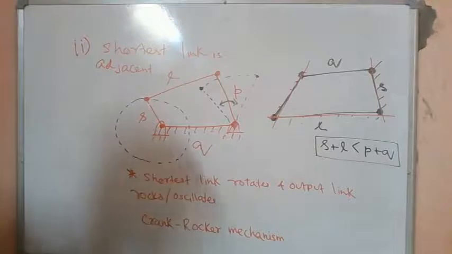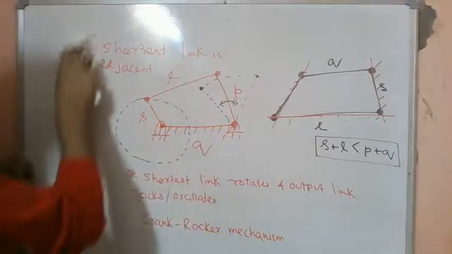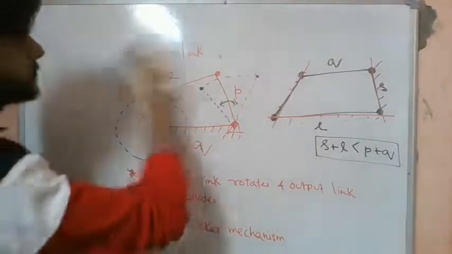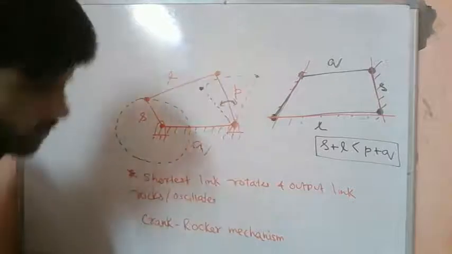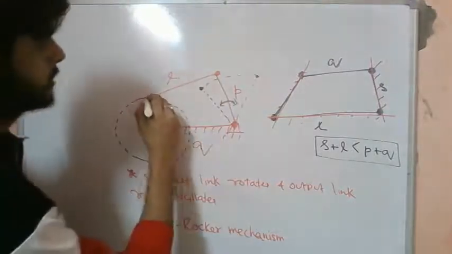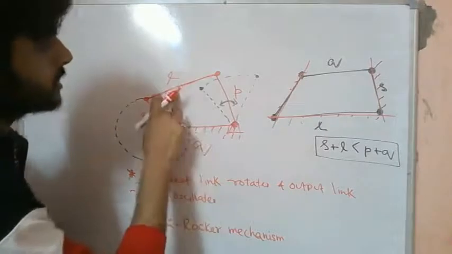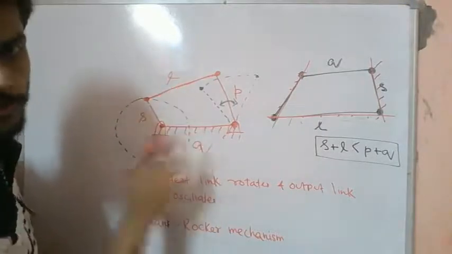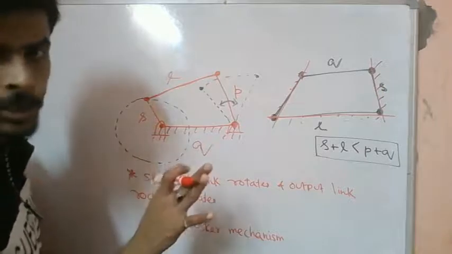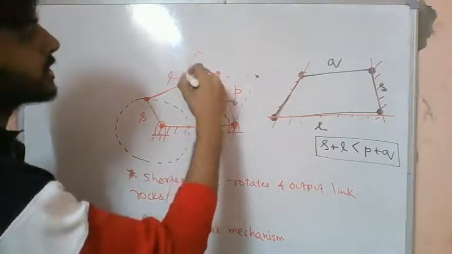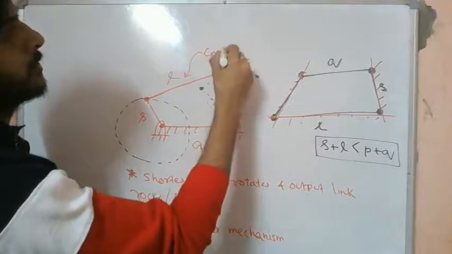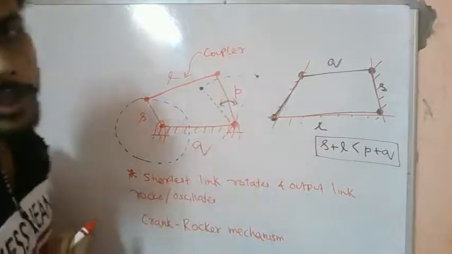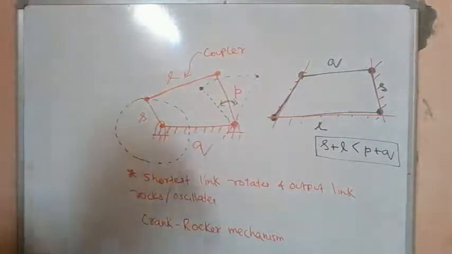Now let's consider the other case. So this link is not in contact with the fixed frame, right? Directly it is not in contact with the fixed frame. So this link is called a coupler.